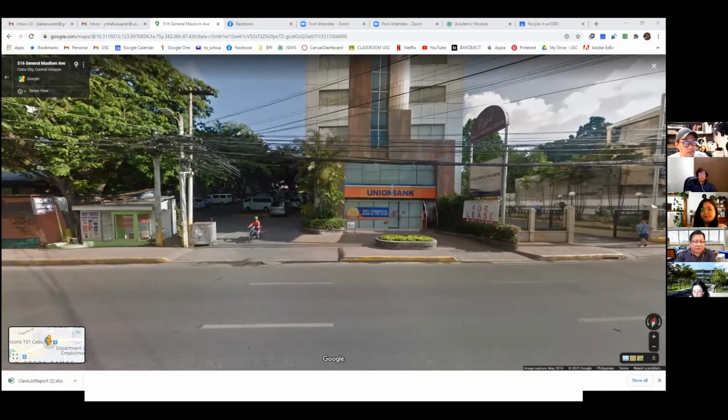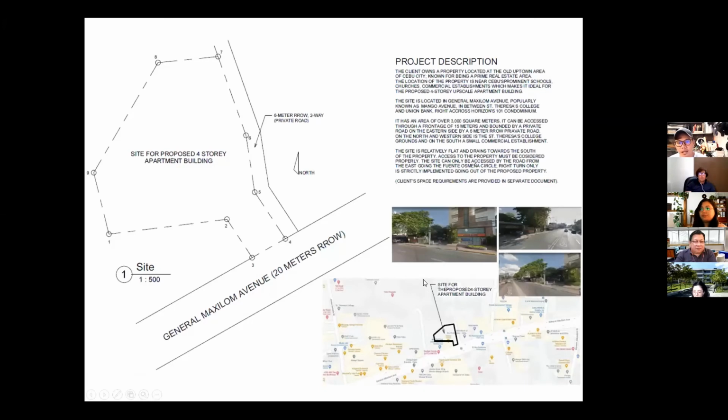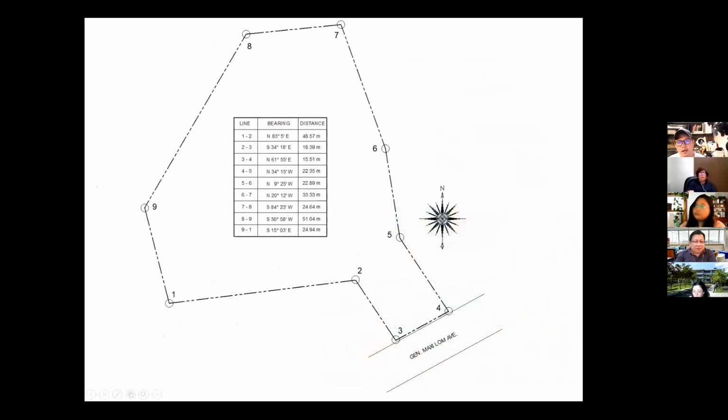Okay, let's go back to the presentation. It's around 3,000 square meters, and you have a frontage of around 15 meters. The road right of way, the General Maximum Avenue, has a road right of way of 20 meters. Since the road right of way already includes the sidewalks on both sides of the road, from the 20 meters, let's allocate only the sidewalk. Okay, here is a closer view of the lot. So, we will be giving you the CAD file of this lot, and at the same time, I will be uploading also the PowerPoint presentation so that you can have the technical description, which is this one here.